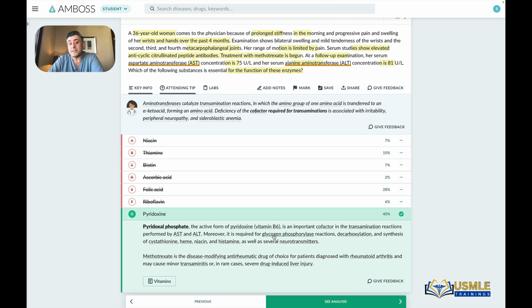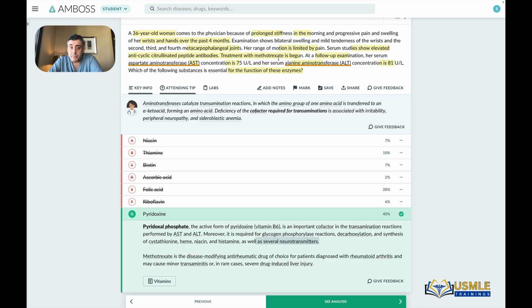Like, I know what B1 is. You need to know what these are. If you do not know, they will get you on exam day, okay? So these are required for glycogen phosphorylase reactions, decarboxylations, and so on. Synthesis of what? Cystathionine, heme, niacin, histamine, as well as neurotransmitters. So you see, they can get you from different angles, including in CNS.